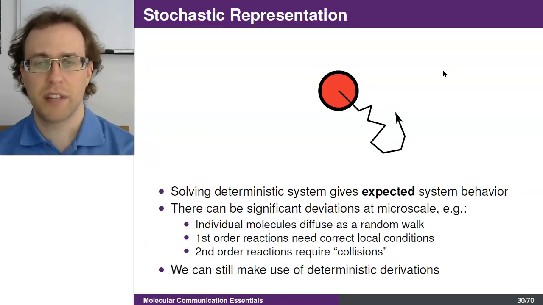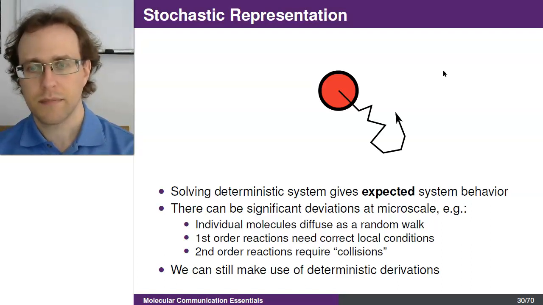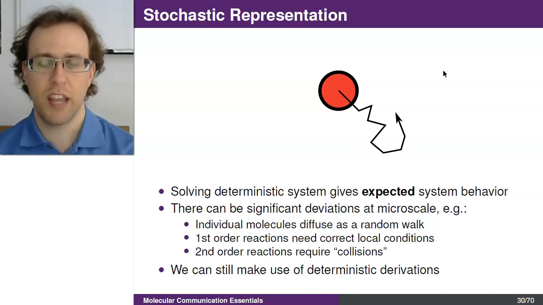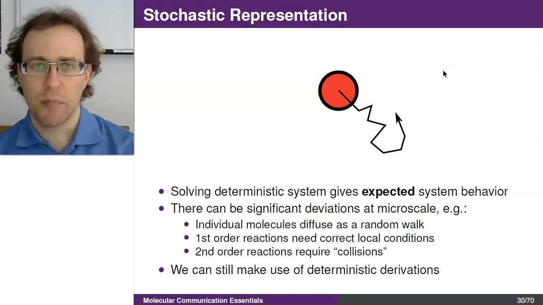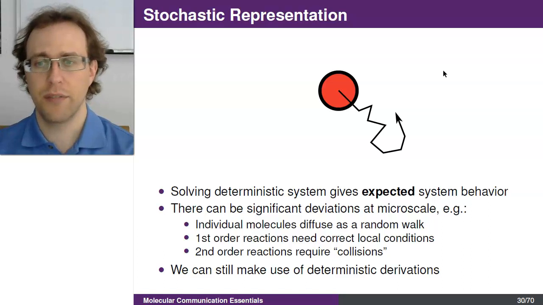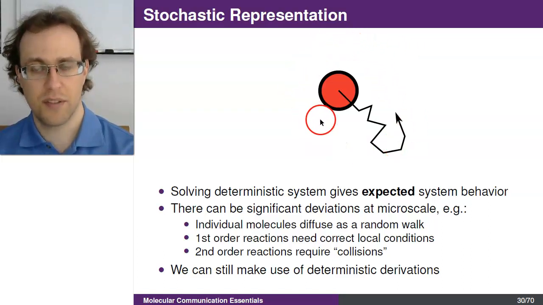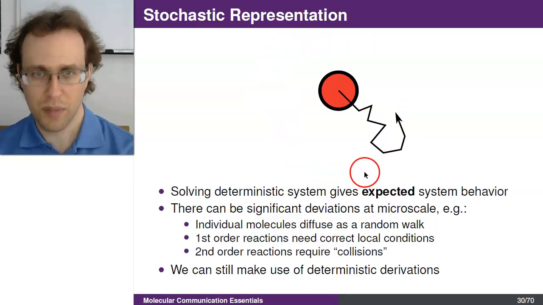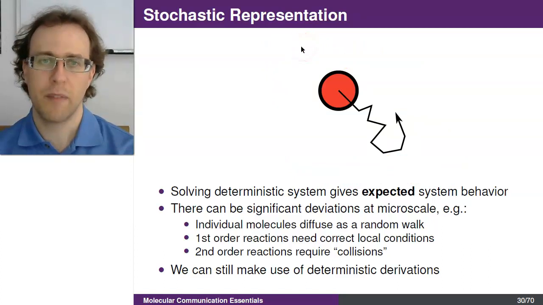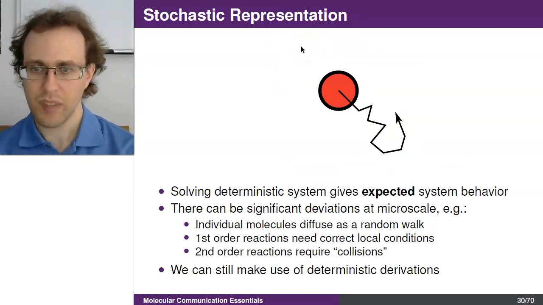So just to motivate a stochastic representation, all the results that I showed in part 1, these results from deterministic systems, give us expected system behavior. However, in practice, and especially at micro scale, there can be significant deviations from these expected results. As we talked about earlier, diffusion can be modeled as a random walk. This means that there's inherently an uncertainty, assuming you don't have knowledge of all the individual solvent molecules, to actually work out the precise trajectory of a molecule of interest. You have a random walk.